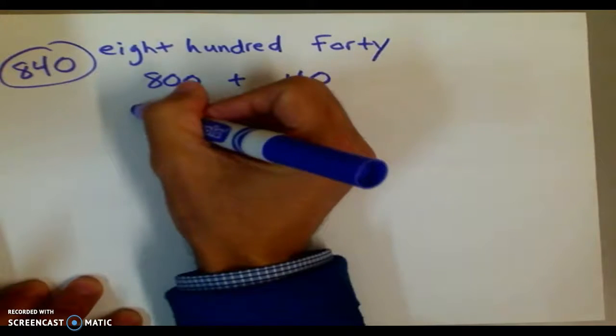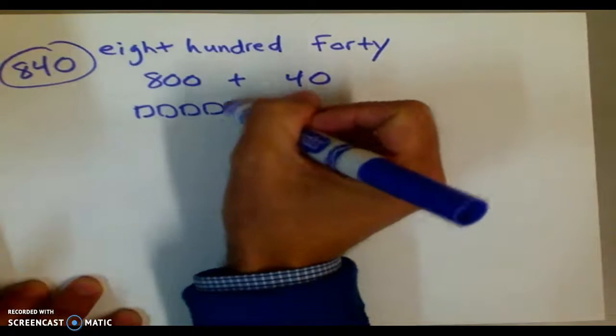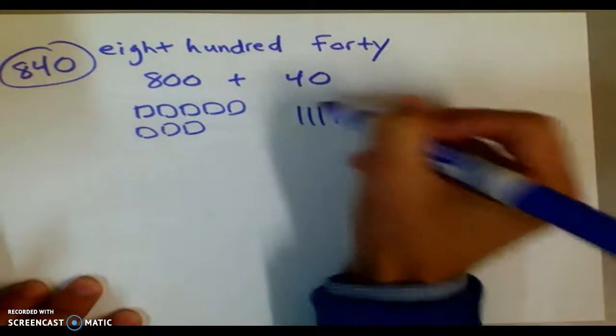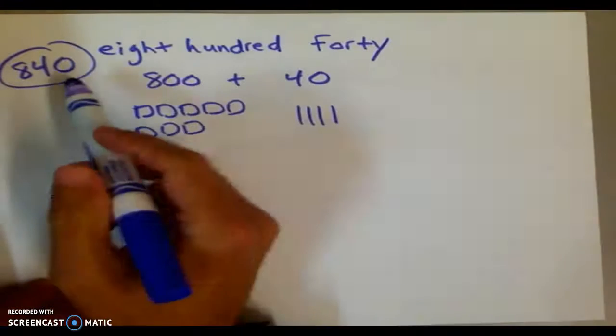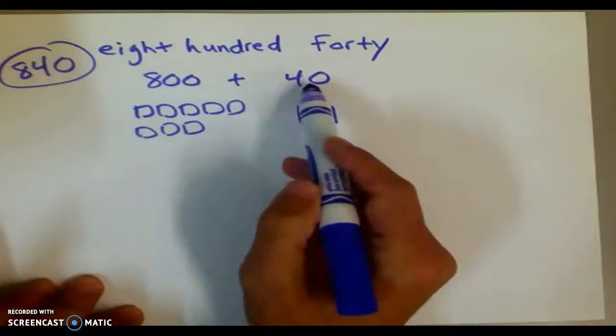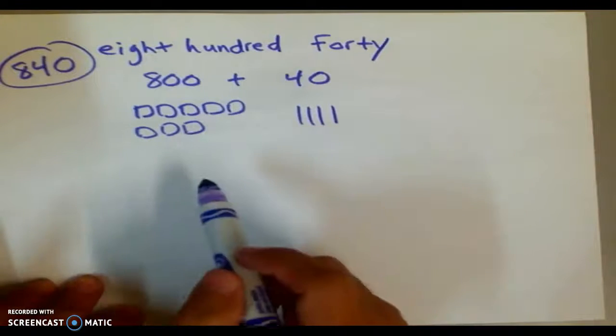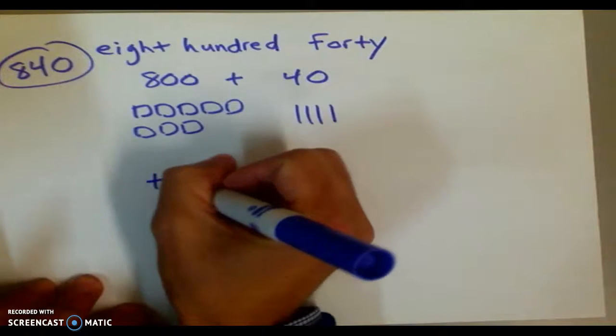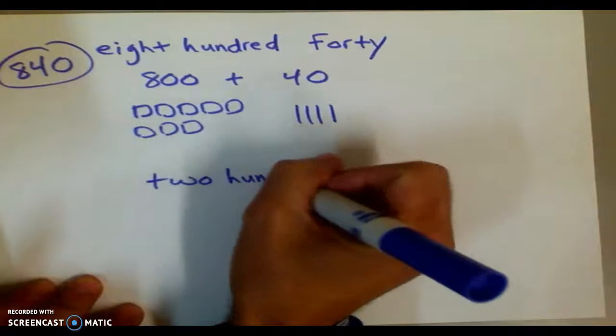Okay, and I could have my base 10. So I've got 800s, and I've got 4 10s. Okay, so we have standard, word, expanded notation, and here's your base 10. Okay, one more quick one. Let's do 2. What if it looked like this? 208.